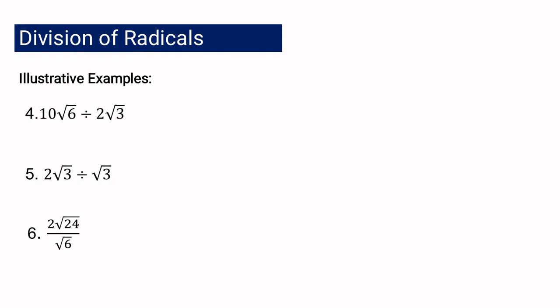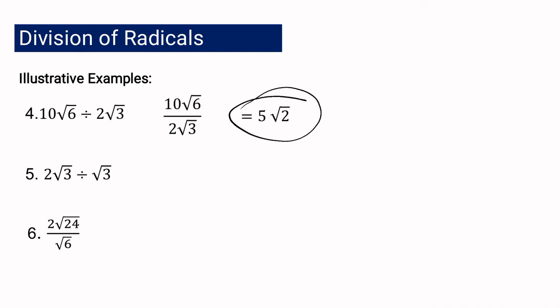For our next example, we have 10 square root of 6 divided by 2 square root of 3. We can write it in this manner so that we can see clearly what to divide. So in here, you are going to divide the coefficients 10 and 2. And also, you are going to divide the radicand. We have 6 and 3. If we simplify, the answer will be 5 square root of 2. Where did we get 5 here? That is 10 divided by 2. And then, of course, 6 divided by 3 is also 2. The final answer here is 5 square root of 2.